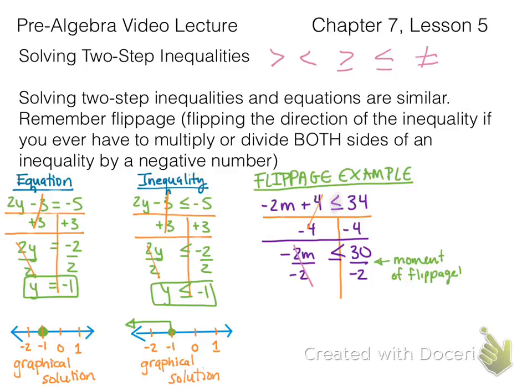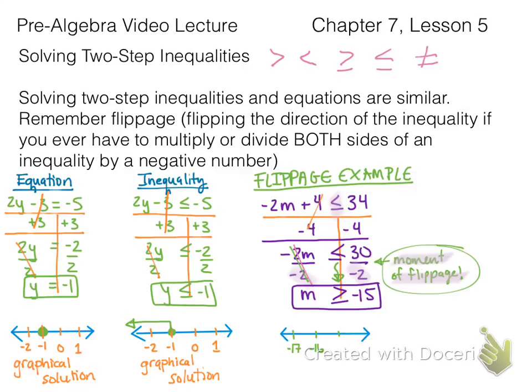Notice how they both have a -2. And I have this absolute value right there. This is the moment of flippage. That's where the less than or equal to becomes a greater than or equal to, right there. See that flippage? That's the moment it happens. So you guys got to remember, if you ever multiply or divide by a negative when you're dealing with an inequality, it's time to do flippage.